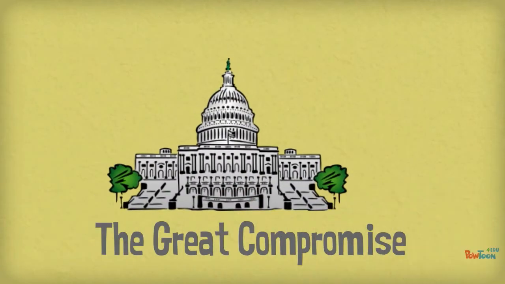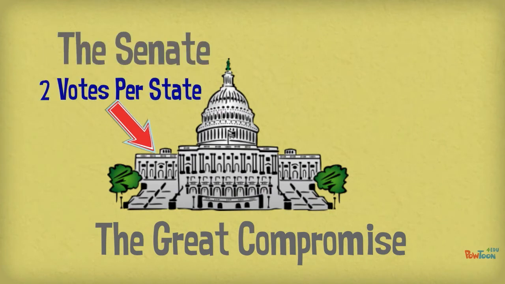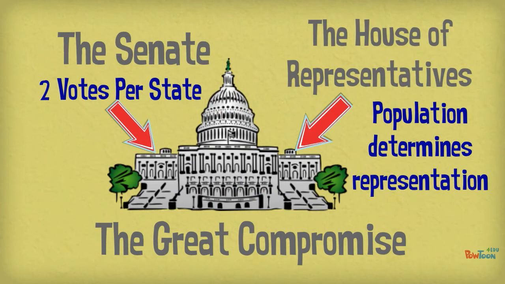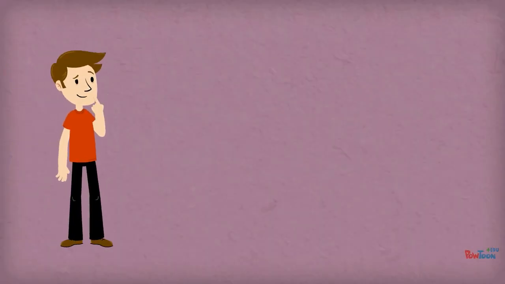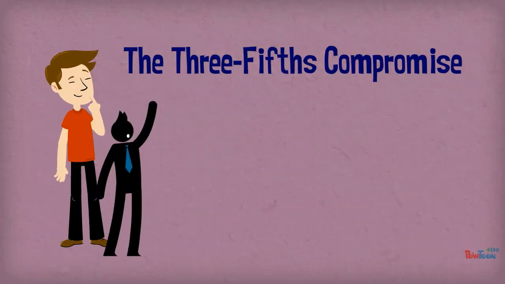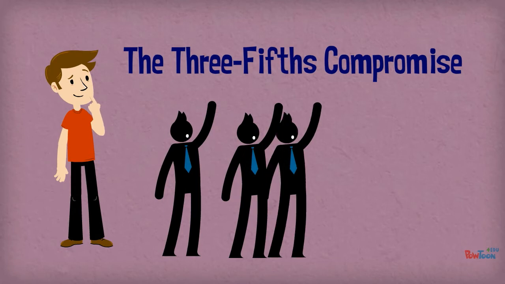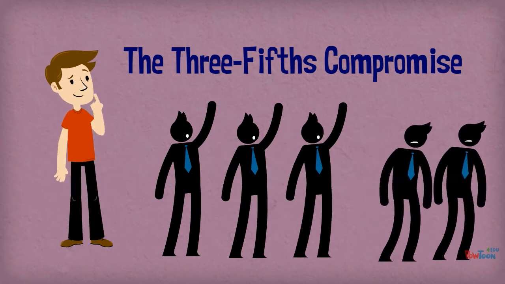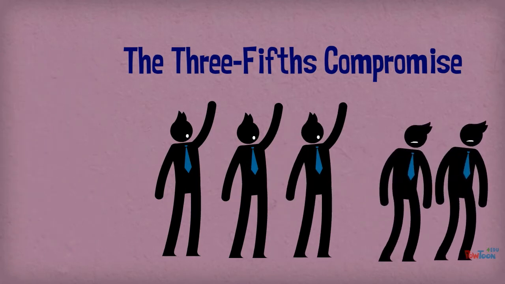The Senate would have equal representation, 2 senators each, and the House of Representatives would have representation based on each state's population. The question of counting a state's population was answered with the 3/5 Compromise. The 3/5 Compromise said that southern states could only count 60% of their slaves when determining their population.